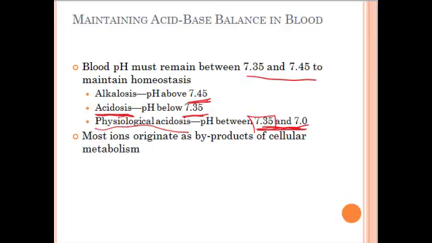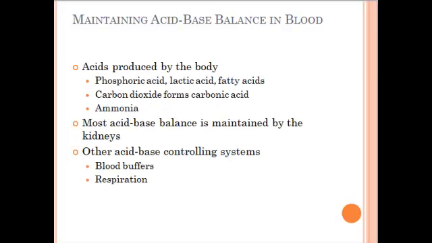So let's look at the types of acids and things that are produced in the body. Phosphoric acid, lactic acid, fatty acids. These are acids that are produced as a result of body metabolism. We also have carbon dioxide. Carbon dioxide is a byproduct of metabolism as well, as we're burning oxygen and the food we eat to produce ATP, to have the energy to do all the functions in our body. Our byproduct is carbon dioxide.